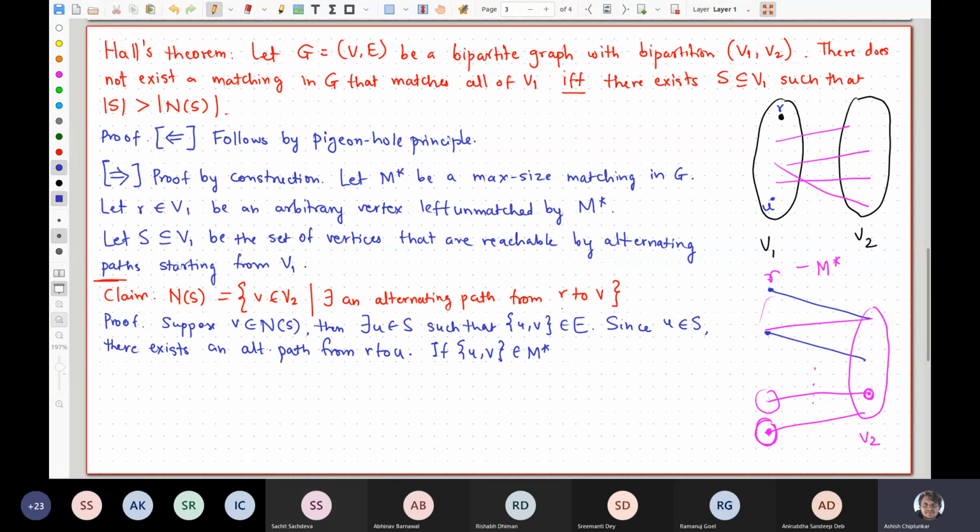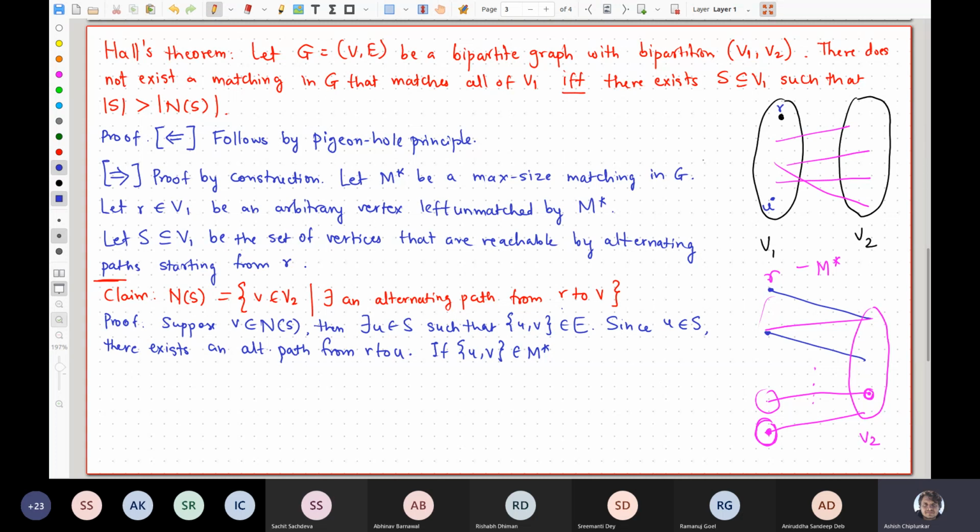My doubt is that you said let S be a set of vertices that are reachable by alternating paths starting from V1. So shouldn't it be R here? Sorry, R. Is that the reason behind the confusion? Yeah, for me it was the confusion. What about the others? Right, I'm interested only in alternating paths starting from R. Sorry for that mess up.